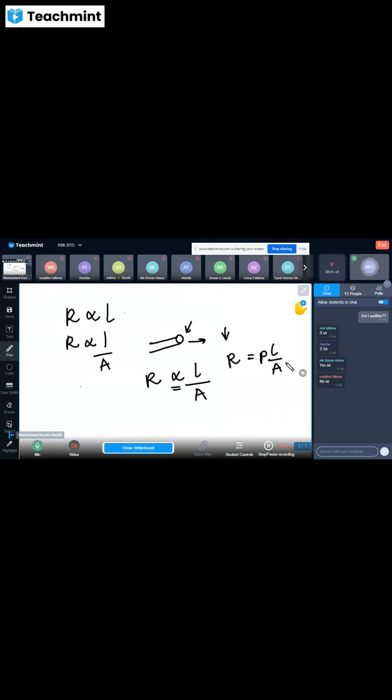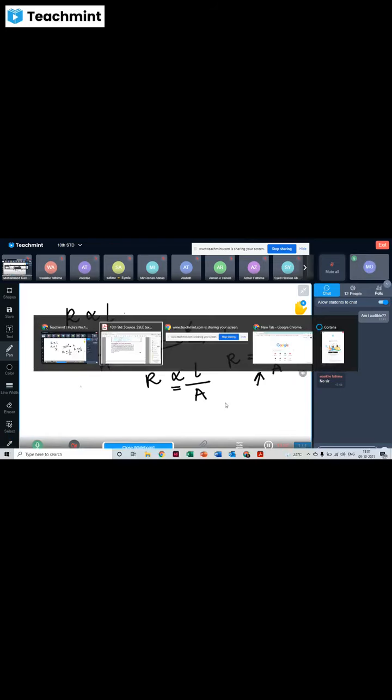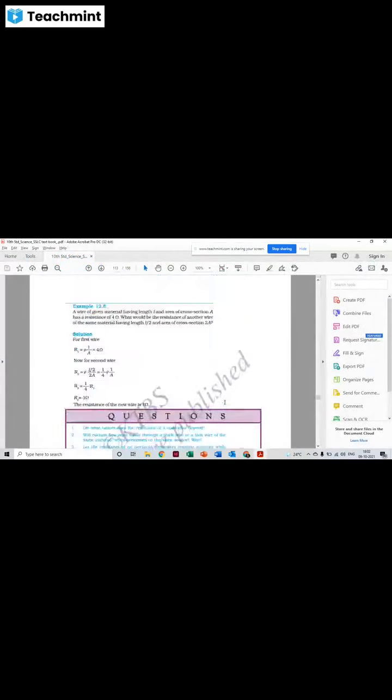And what is resistivity? Resistivity is nothing but this particular symbol called rho. That means it is a constant, and it will vary from material to material. Then we stopped at this particular table.